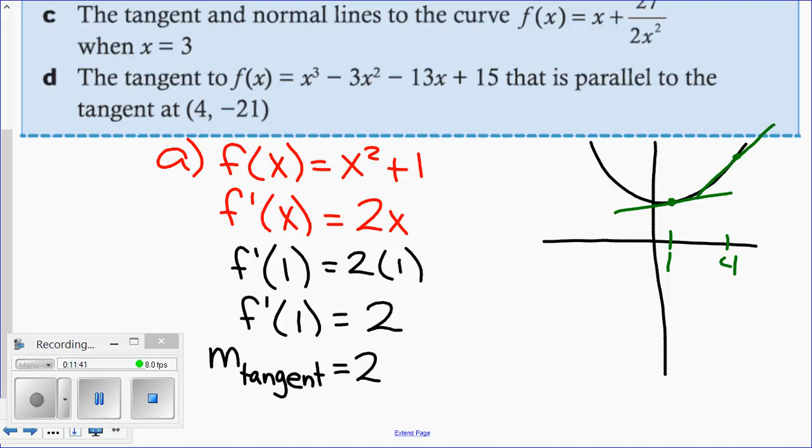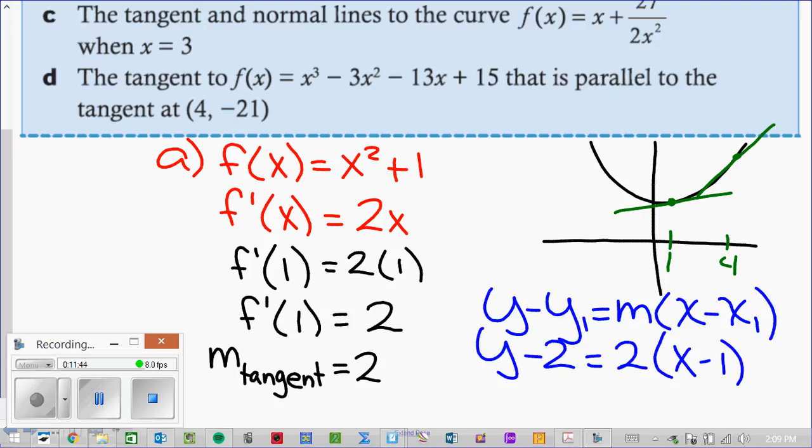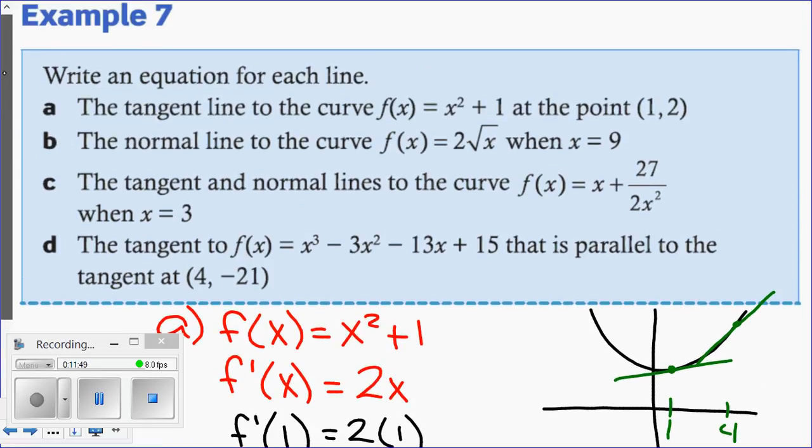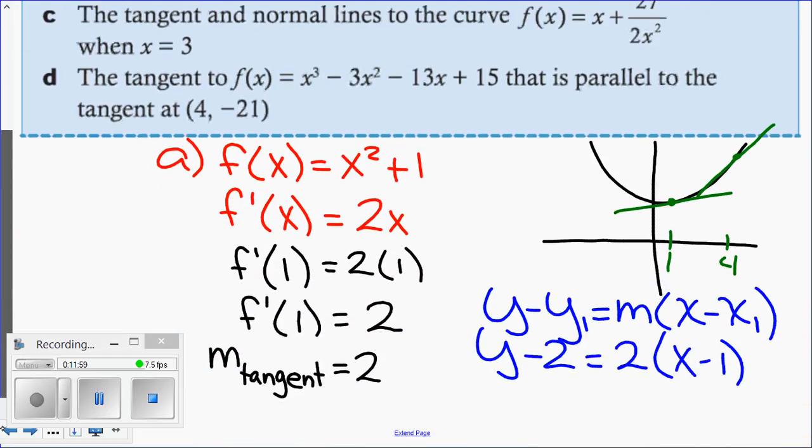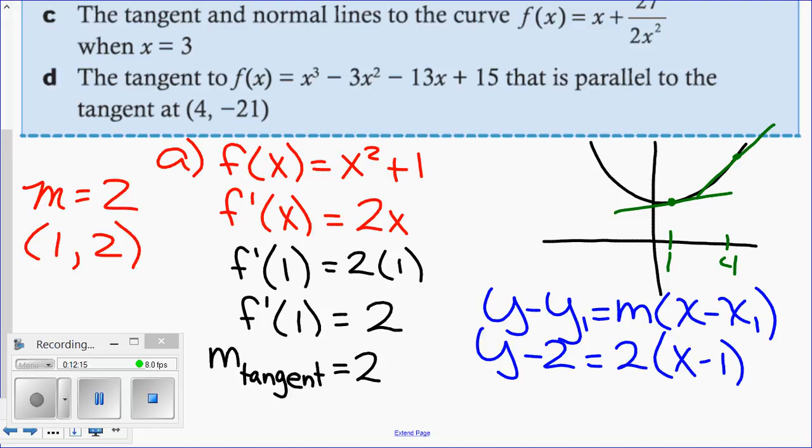So once we find that the derivative is 2x, we use the y1 and x1 that we know, because we were given the point. So it always goes in y1 and x1, not just plain y and plain x. Plain y and plain x are the ones that stay in the equation. The sub 1s are the point you're given. So we have a slope of 2 and we have a point at 1, 2. So we have the 3 things to put in.